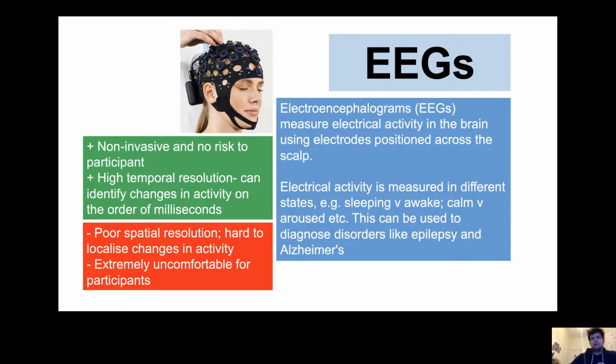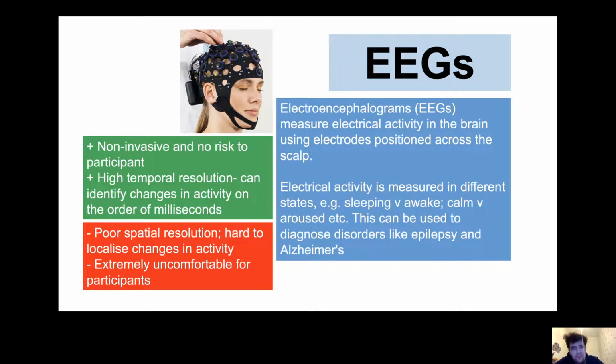EEGs, electroencephalograms. Try and say that 3 times really fast. But EEGs, unlike fMRIs, these do measure electrical activity directly in the brain by using electrodes positioned across the scalp.